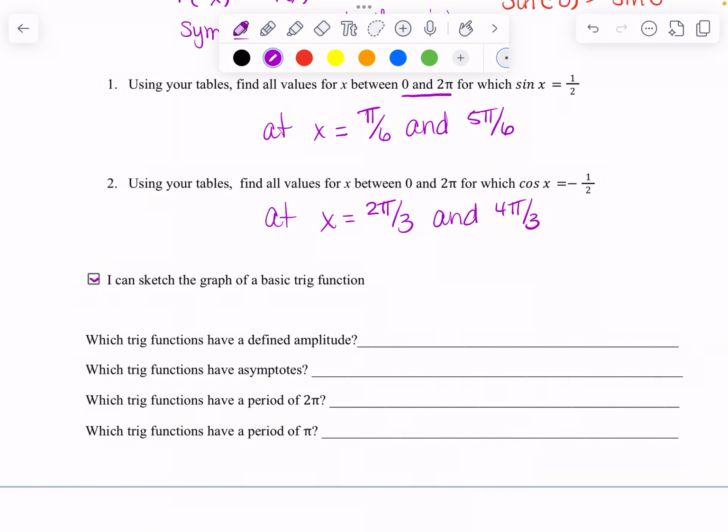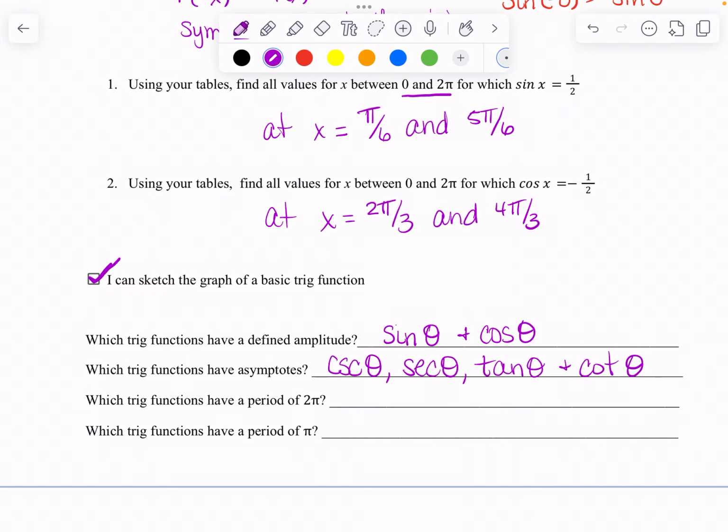So, can you sketch the graph of a basic trig function? Yeah, we just did it based upon our unit circle. All right, which trig functions have a defined amplitude? The only two that have a defined amplitude are sine and cosine. The rest of them do not. Which trig functions have asymptotes? All of them but sine and cosine. So that would be cosecant, secant, tangent, and cotangent.